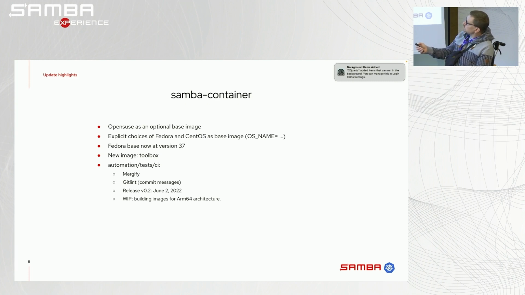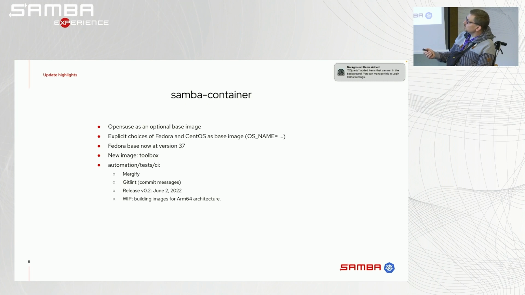And this has already been mentioned. So explicit choices of Fedora and CentOS as a base image for building the containers have been added, inspired by the OpenSUSE work that David contributed. Previously, before the OpenSUSE builds were added, Fedora was the only and implicit choice of building containers. And now we can explicitly choose Fedora and CentOS stream by using a makefile variable, OS name equals something. And the previous default of Fedora base as 35 and 36 initially has now moved to 37 and newer releases of Fedora as a default base image.